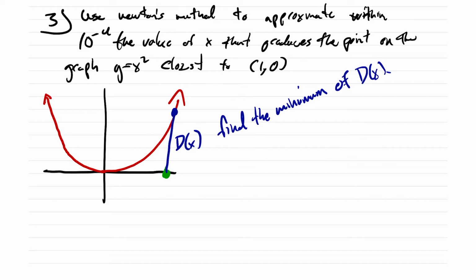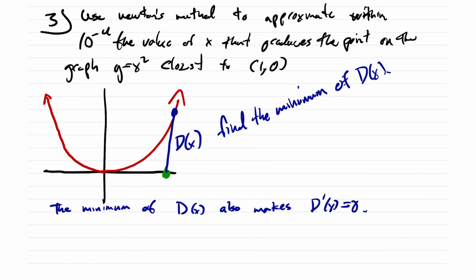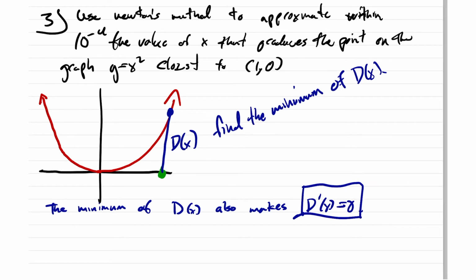So what is the minimum of d of x? The minimum of d of x also makes d prime of x equal to 0. And it turns out that this point is unique, so there's only one point where this would end up happening. So we're going to take a look at this quantity and try to solve this equation, which means we're going to need the second derivative. So let's go ahead and set up the equation.